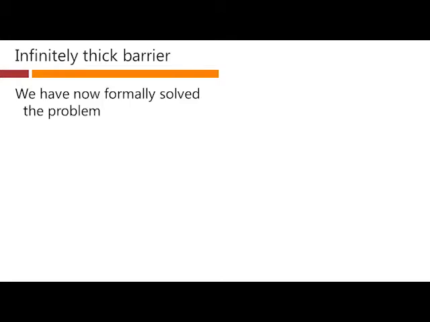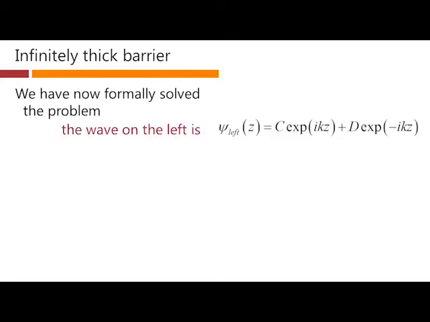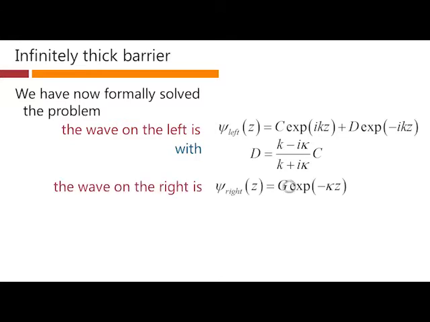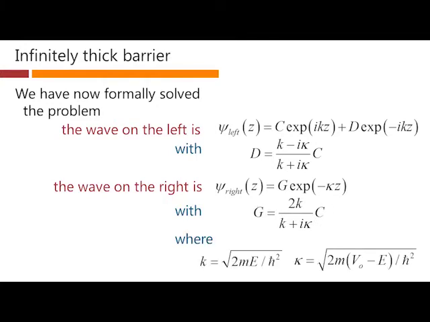So we've now formally solved this problem. The wave on the left is a forward propagating wave of amplitude c and a backward propagating wave of amplitude d. We know what d is in terms of c. And the wave on the right was our decaying exponential, and we know what g is in terms of c. And we know, of course, the k and the kappa. So these are the solutions. We don't need to specify what c is. We're really just interested in the relative amplitudes and so on of all of these waves.